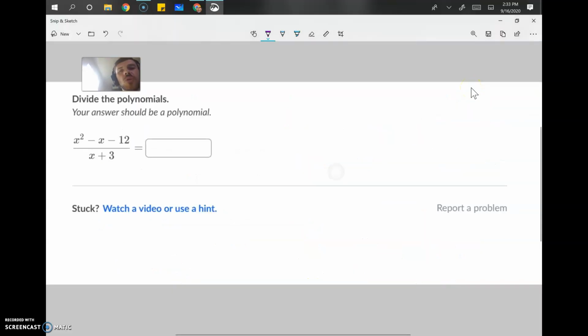Example number 2. First step, what's b, what's c? b is the coefficient on the x term. What's the coefficient on the x term? Negative 1. And c is always the constant. What's the constant here? Negative 12. Now let's figure out what combinations multiply to negative 12. We've got negative 6 times 2.